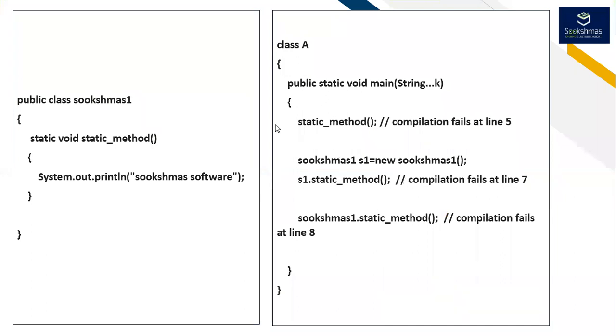First, we are calling it directly. Another is by creating an object and calling it with the help of the reference. Another is with the help of the class name. And what exactly is the predicted output of this code?